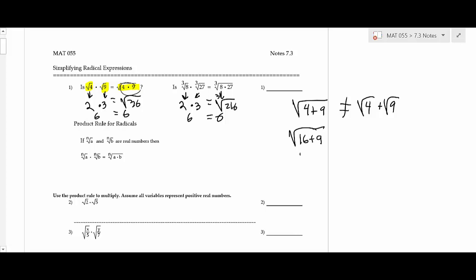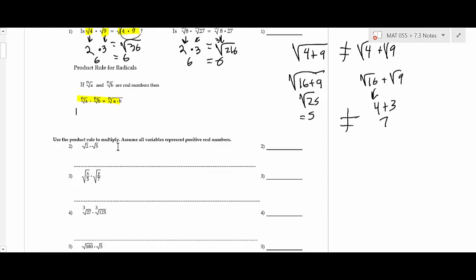If you did this, you would get the square root of 25, which would give you 5, right? You would do the 16 plus 9, kind of like an order of operations. But I want you to notice, if you did the square root of 16 and the square root of 9 separately, you would get 4 plus 3 is 7, so it doesn't work. So what's important is, it works when you multiply, but it doesn't work when you add. And it doesn't work when you subtract either. So we're just looking at what we call the product rule for radicals, okay?